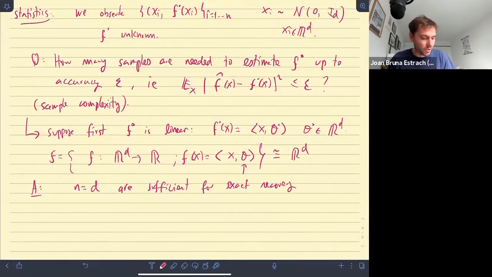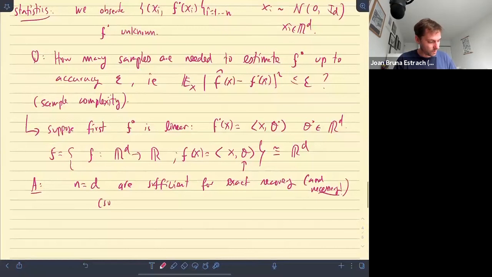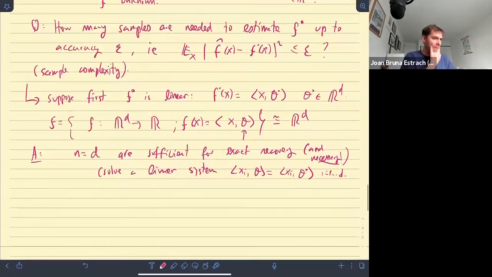And in fact, obviously, they are also necessary, in the sense that if I have less than D, I have less equations than unknowns, so there's no way I can estimate the parameter. So they are sufficient and necessary. And indeed, you just solve the system, that is, xi with omega has to be the same as xi with omega star, for i equals 1 to d. All right.